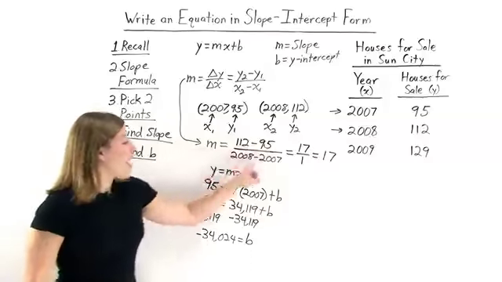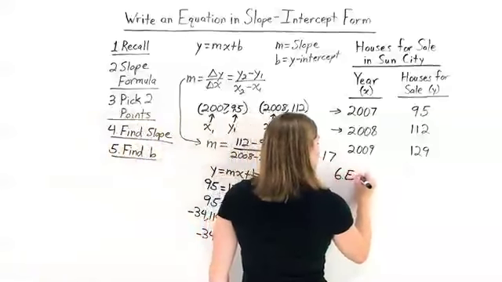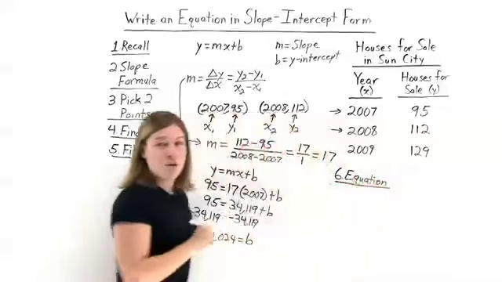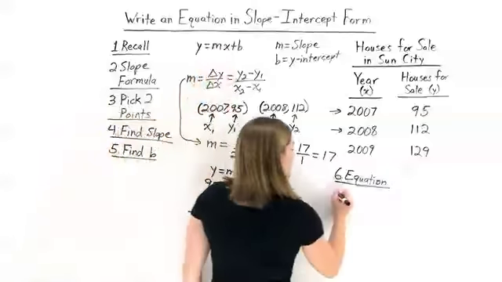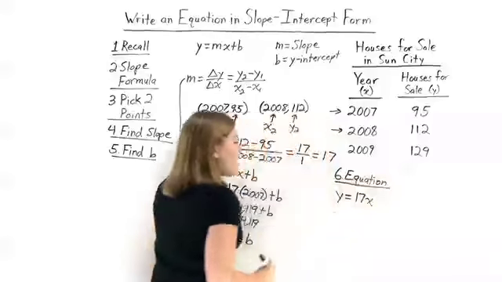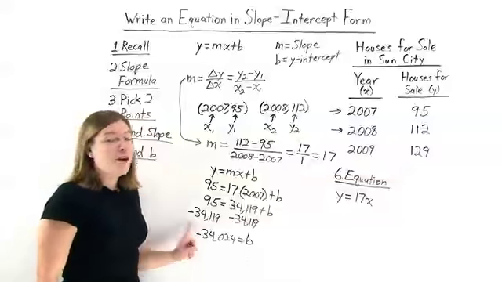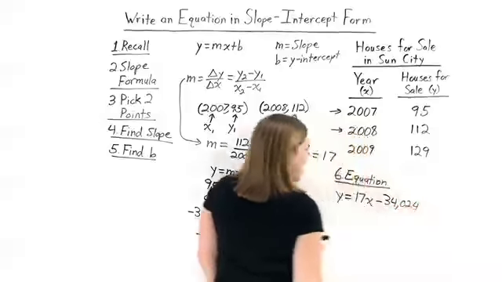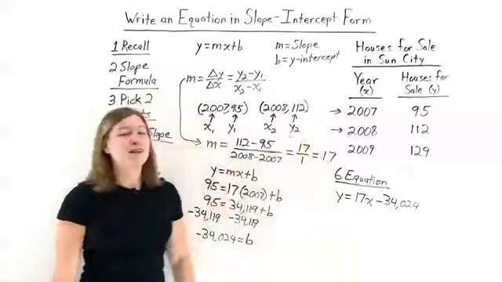Hey! Now we have our slope and we have our y-intercept. That means that we can find the slope-intercept form of this line. So in step number 6, let's write this equation. Remember, it needs to be in this form, y equals mx plus b. So we have y equals m, our slope, which is 17, times x, and then we want to add our y-intercept. But we found our y-intercept to be a negative number. So instead of adding, we need to subtract 34,024. And now we have an equation in slope-intercept form that represents the linear function that's presented in our table.